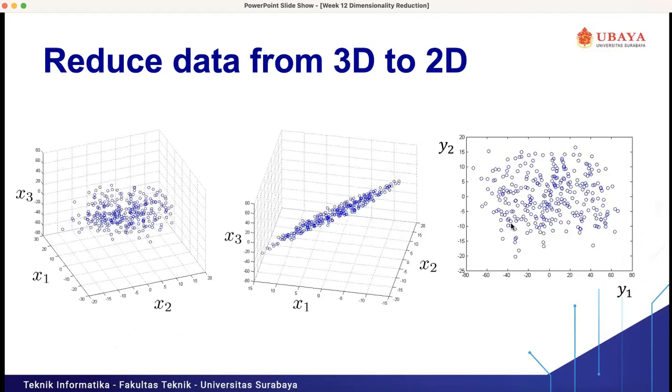We have another example here. We have data that has three dimensions, three features, X1, X2, and X3. Then we reduce it into Y1 and Y2. It means going from three dimensions into two dimensions. So we reduce the dimension of the original data set, and the new data set will have fewer dimensions, right?